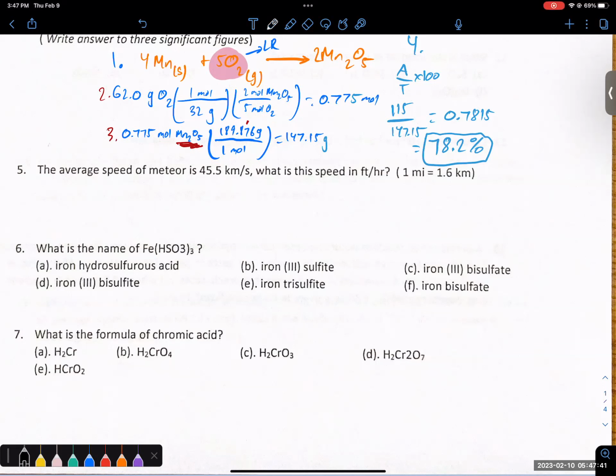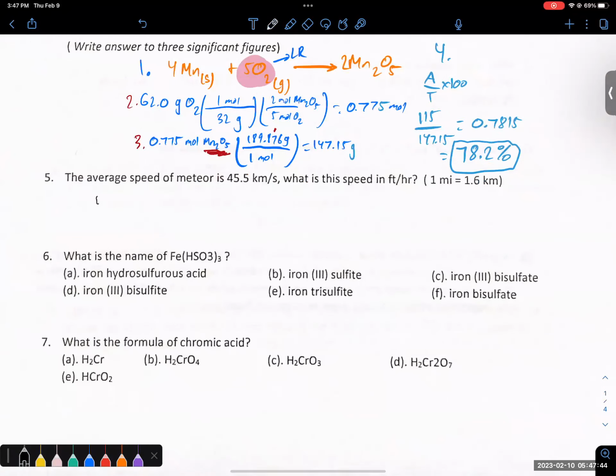If I didn't know where to start, I would have always started with what we're given. So 45.5 kilometers per second. And they give us this unit conversion of 1.6 kilometers for 1 mile. Okay, so that's useful information. If they give something to you with a problem, you probably should use it. So maybe you got to this point, and maybe after this, did you get to this point, or extra information.